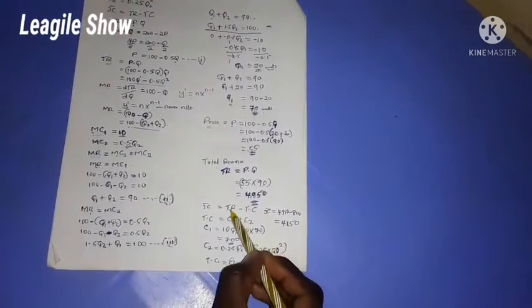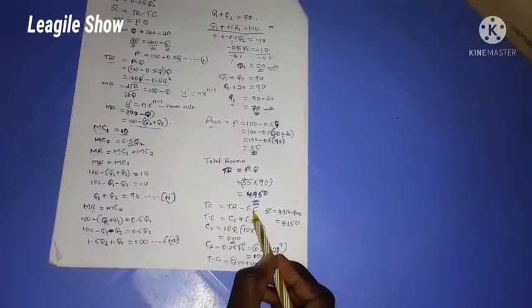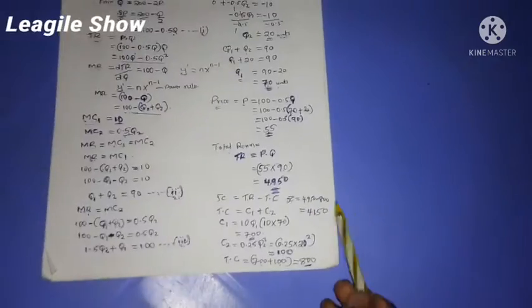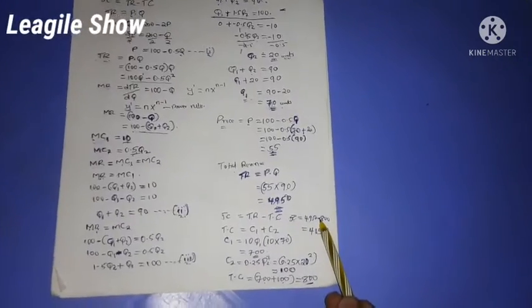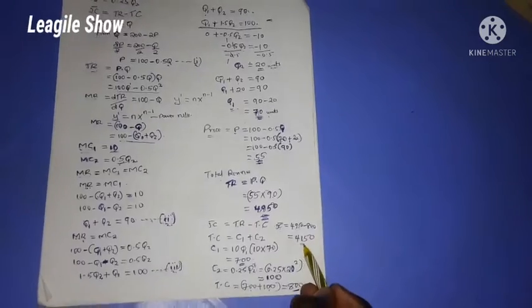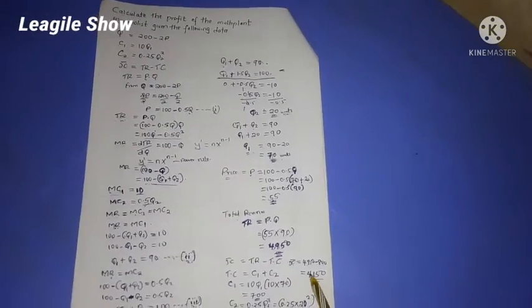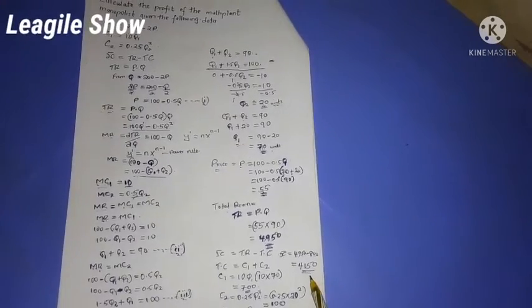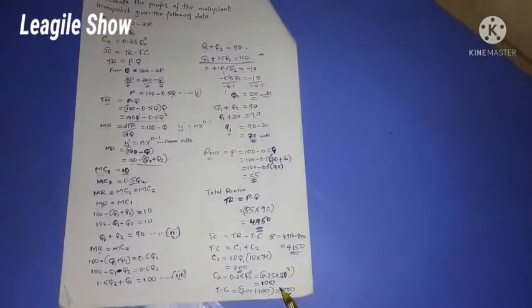Profit is equal to total revenue minus total cost. That is total revenue, which is 4,950, minus total cost, which is now 800. Then you find our profit as 4,150. So that is how we calculate the profit for the multiplant monopolist.